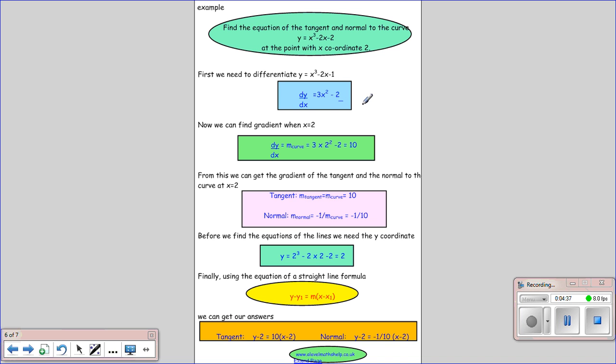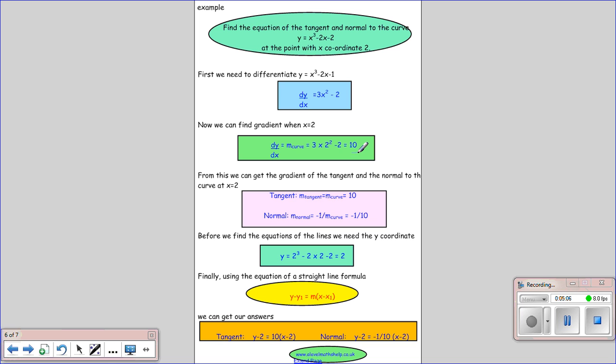So now we've got an expression for the gradient. We can find the gradient at the point we're looking at. So we're looking at the point x equals 2. So all we do now is substitute x equals 2 in here. So we get 3 times 2 squared minus 2 gives us 10. So the gradient of the curve at x equals 2 is 10.